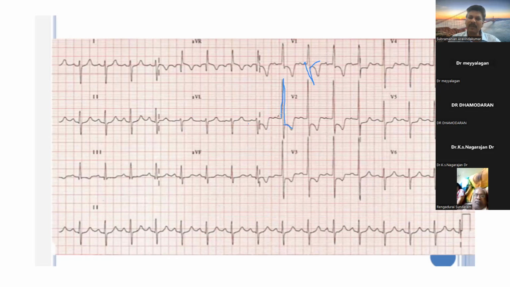The peak of the R wave is not very steep. There is going to be a slight delay. Ventricular activation time may be increased. The height of the R wave in V1, V2 predominantly can be taller, and secondary STT changes can happen. Now you understand what it is. So there will be a tall R wave, and secondary STT changes can be there.